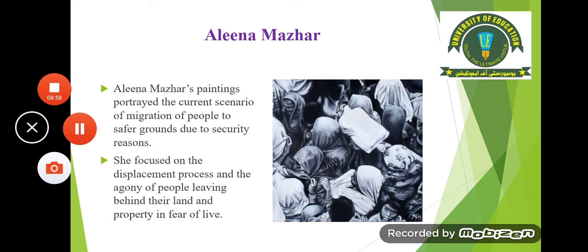Aleena Mazhar. Aleena Mazhar's paintings portrayed the current scenario of migration of people to safer grounds due to security reasons. She focused on the displacement process and the agony of people leaving behind their land and property in fear of life. As you can see in this painting, an aerial view has been captured, and no one is identifiable. Faces are hidden. Only we can recognize through the drapery. Hardly any portrait is visible in this painting, and there's a crowd of people doing migration.